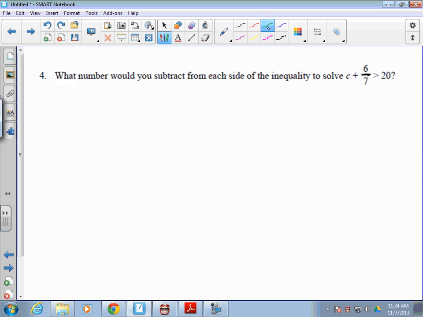What number would you subtract from each side of the inequality to solve c plus 6 over 7 is greater than 20? Notice what it says. What number would you subtract? You would not subtract negative 6 over 7. Not that. You just subtract 6 over 7. So you'd answer that as subtracting 6 over 7.